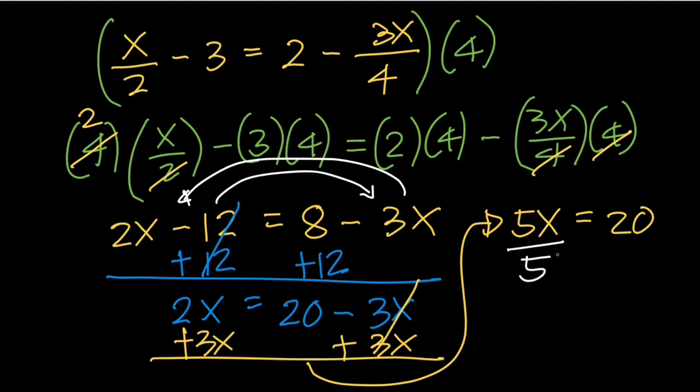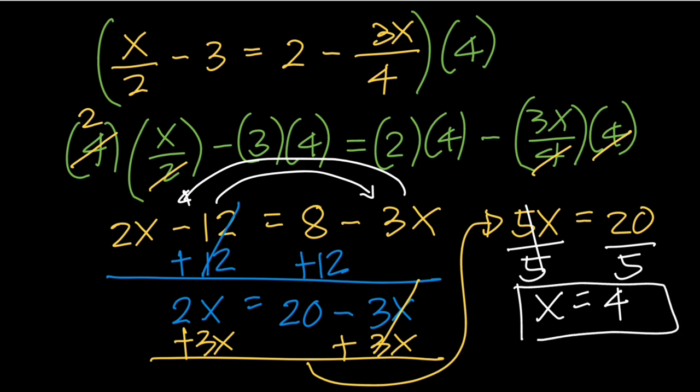Then we divide. So x here is 4. What's your answer? Your answer is 1. Yeah, why did you get 1? I'm now doubtful about my answer, because your answer is 1. So x over 2 minus 3 equals 2 minus 3x over 4. Your answer is 1. X equals 1.